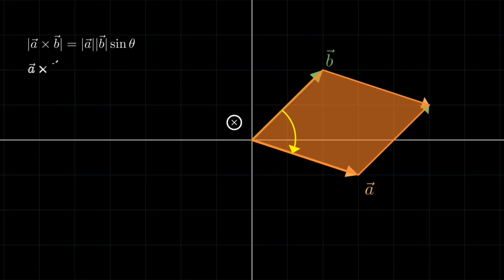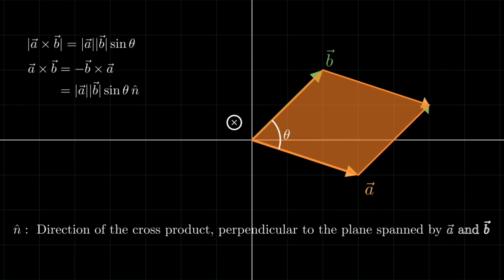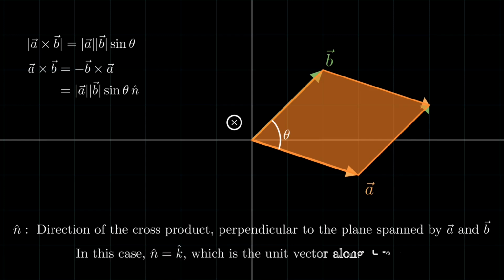So one thing you can see is that A cross B is equal to the negative of B cross A. This is a fundamental property that captures the handedness of space. Putting it all together, the cross product gives a vector of magnitude AB sine theta in the direction perpendicular to the plane of A and B, denoted by n hat. In this 2D setup, since both A and B lie in the xy plane, n hat points along the positive z axis. So in this specific case, A cross B is the magnitude times k hat.